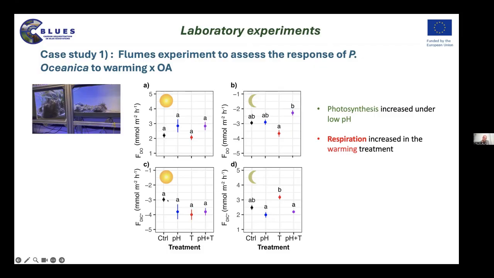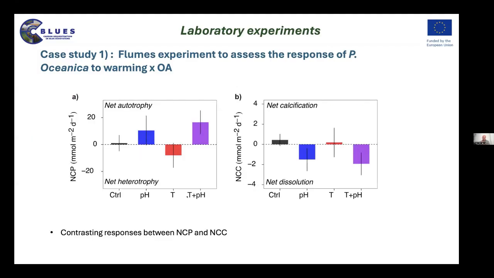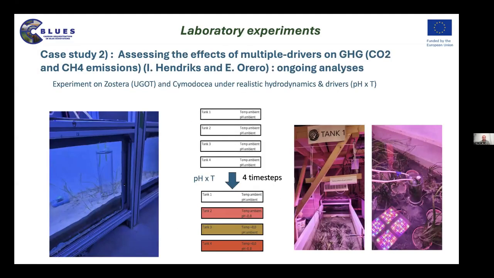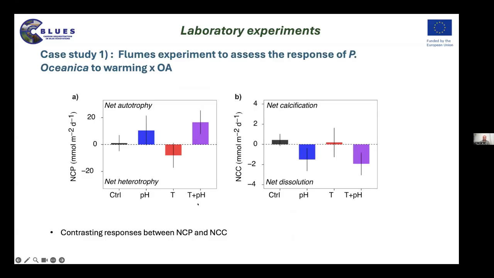And then during the day, you can see the results are a little bit different than what we observe with oxygen, but this is because there is a combination of the effect of primary production and net calcification on DIC. So what we did then was to combine those results to look at the daily flux that we had in our flumes.